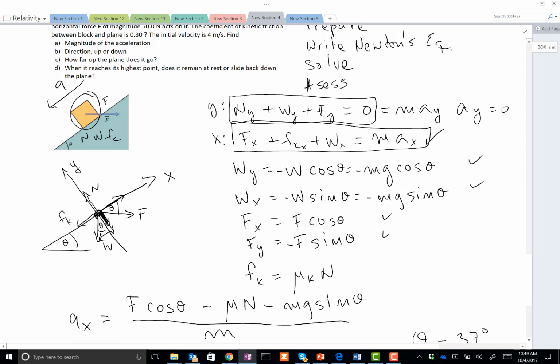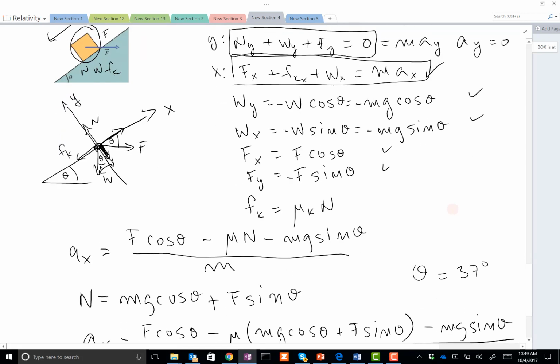So I'm going to answer D first. When it reaches the highest point, does it remain at rest or does it slide back down? Well, the acceleration is pointing down, so when it reaches the highest point, it's going to slide back down because there is an acceleration pointing down. So I can answer D right away. And finally, how far does it go?